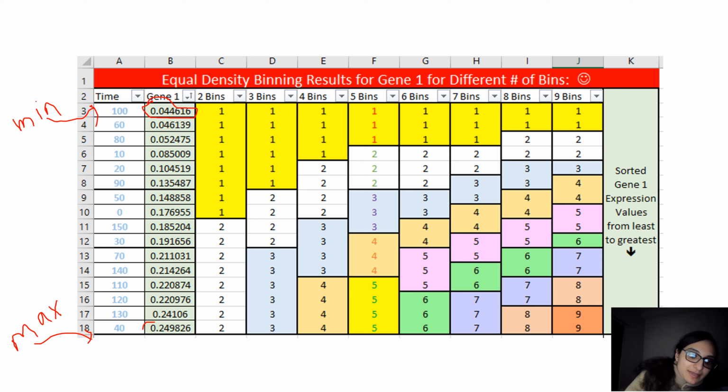Minimum, and this is the maximum value here. And then you just bin accordingly. So what this is saying is 2 bins, so you roughly have 8. 1, 2, 3, 4, 5, 6, 7, 8. So you can see 8 here, and then the last 8 here for 2 bins. So you're making sure you have, you know, this is bin 1, this is bin 2.